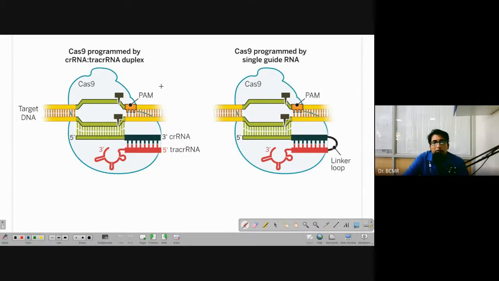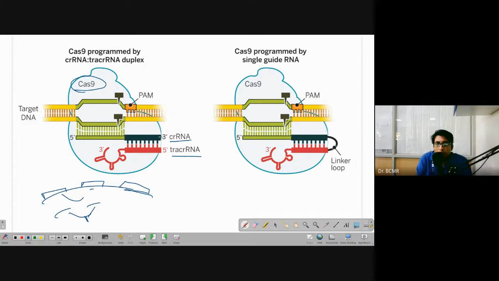But we have 3 components now for cutting to be made. We need a CRISPR RNA, we need tracer RNA, and we need the Cas9. If we have to clone these, we'll need 3 different genes, and then hope that the base pairing between CRISPR RNA and tracer RNA would happen properly when they are produced. Instead, genetic manipulation has started here. They made it continuous like this by adding a linker loop.